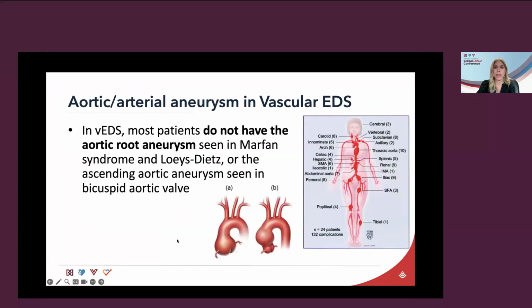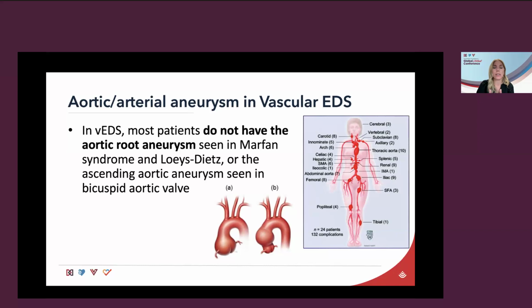Now, in VEDS, most patients don't actually have aneurysms before they have a dissection or rupture, which we're going to talk about in a second. Now, if you've heard of the conditions Marfan syndrome or Loeys-Dietz syndrome, which have a lot of things in common, they tend to get aneurysms. They can get aneurysms anywhere, all over here. And we certainly can see aneurysms in VEDS, for sure, as people age.